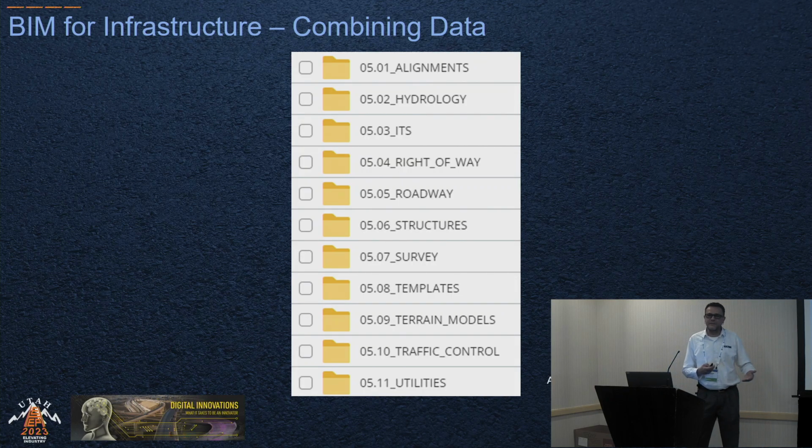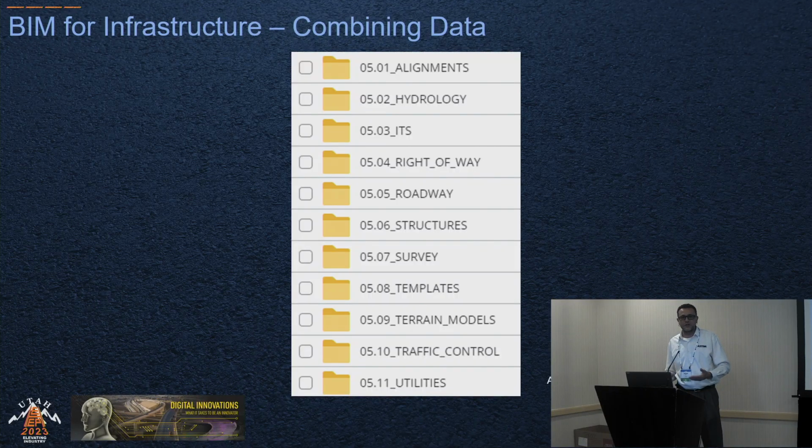So for us, it's a matter of combining the data. And we have basically a system where we organize that data, and this is just one example of utilizing BIM for infrastructure. Alignments, the hydrology, ITS, right-of-way, roadway, structure, survey, the templates that we use, terrain models, traffic control, and utilities. Those are just the foundational elements of creating these enhanced, enriched digital twin models. But we have to have a hierarchy of the data to search it.